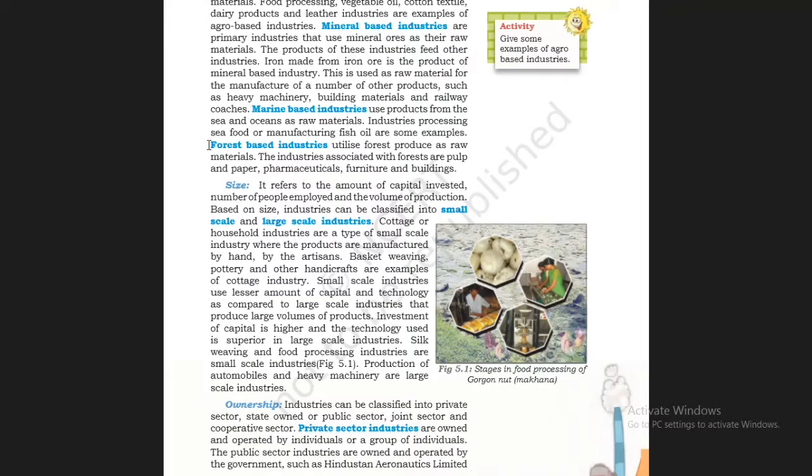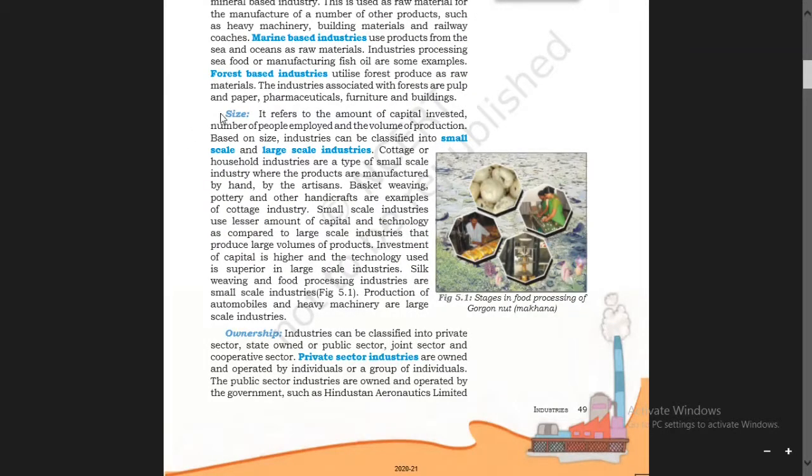Now let us see the last one, that is forest-based industries. Forest-based industries utilize forest produce as raw materials. Utilize means use. Forest-based industries are those industries which use forest produce as raw materials. Raw material here is forest produce, okay? The things it produces in the forest. The industries associated with forests are pulp and paper, pharmaceuticals, furniture, and buildings.